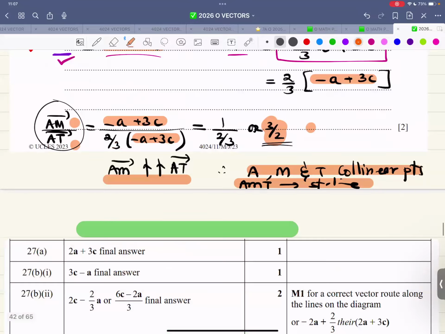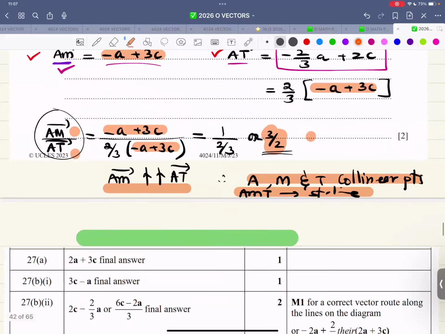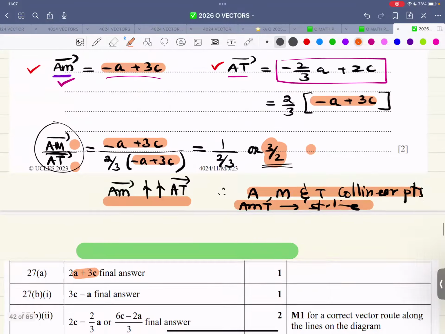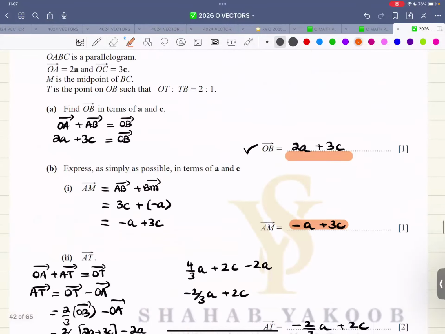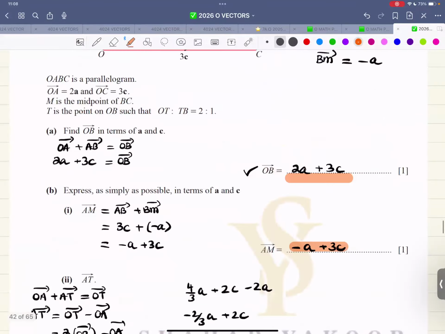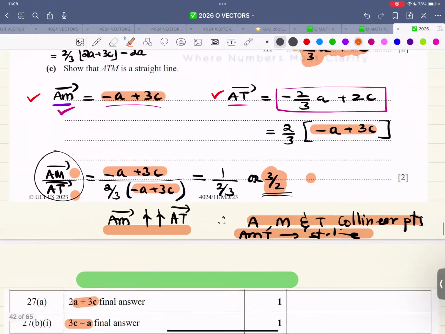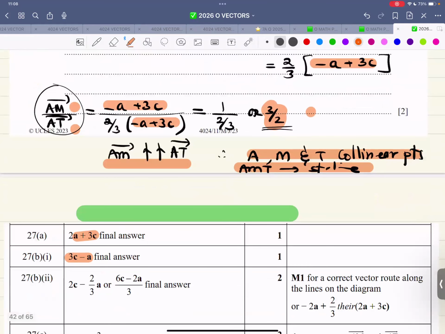And also let's check the answer. The first one was 2A plus 3C. The second one was minus A plus 3C. They have written 3C minus A. It's exactly the same. The third one was minus 2/3 A plus 2C.